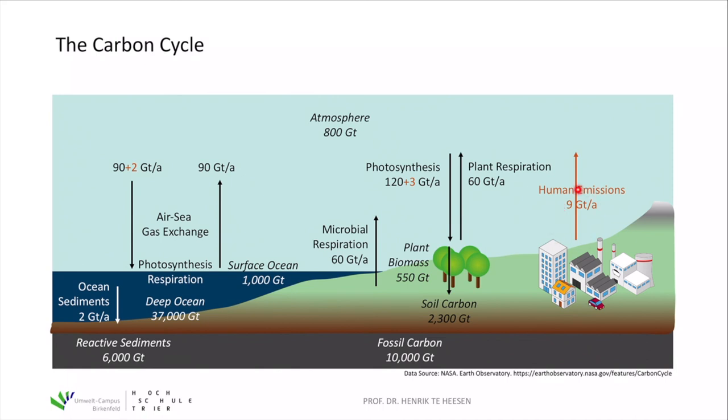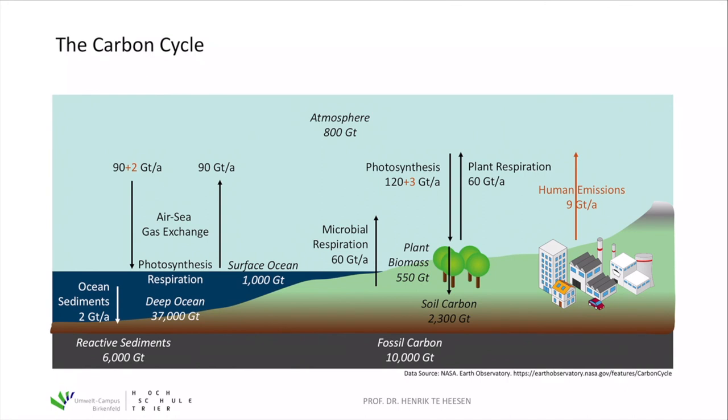So we have 9 gigatons of carbon, which are emitted due to human activity by burning fossil fuel and, of course, the change of land use. So we add 9 gigatons of carbon each year. Of course, this value is rather small compared to all the other carbon flow values, but we do this continuously each year and disturb the closed circle.